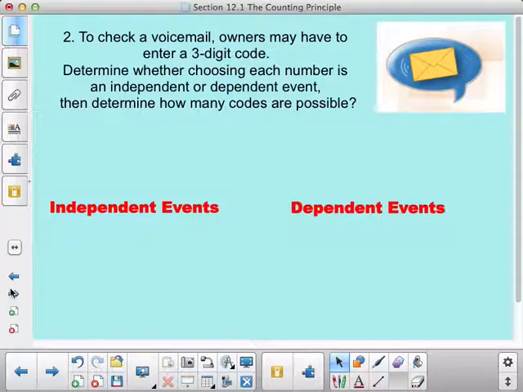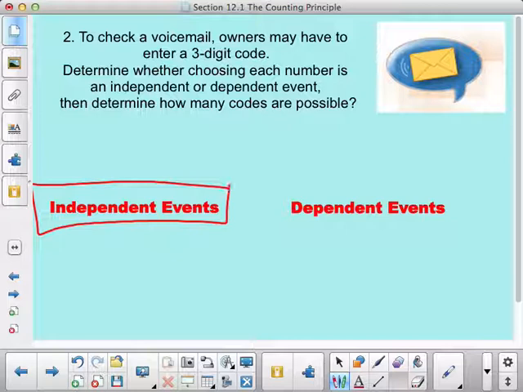Let's look at example 2. To check a voicemail, owners may have to enter a 3-digit code. Determine whether choosing each number is an independent or dependent event, then determine how many codes are possible. Well, in this case, if I have 1 for my first number, I still could have 1 for my second number, so that would make this an independent event because my digits can repeat.